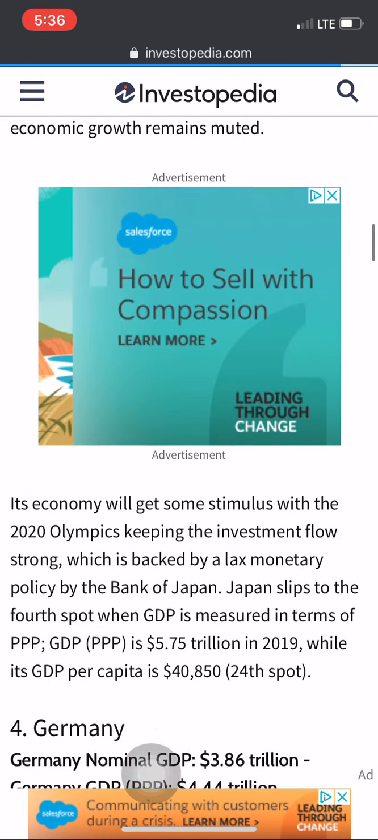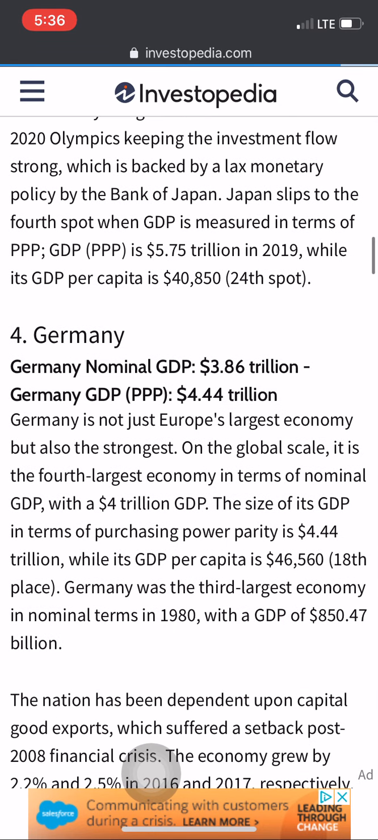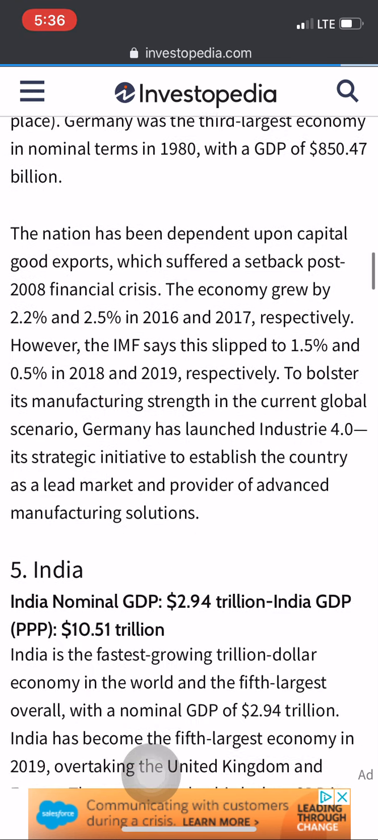Now Japan, there is no difference at all. In Germany, you can see the nominal GDP is 3.86 trillion and PPP GDP is 4.44 trillion. So not that much difference, just around $1 trillion. I know $1 trillion is pretty big, but in world economics, if you compare GDP of countries, it's not that big of a deal.